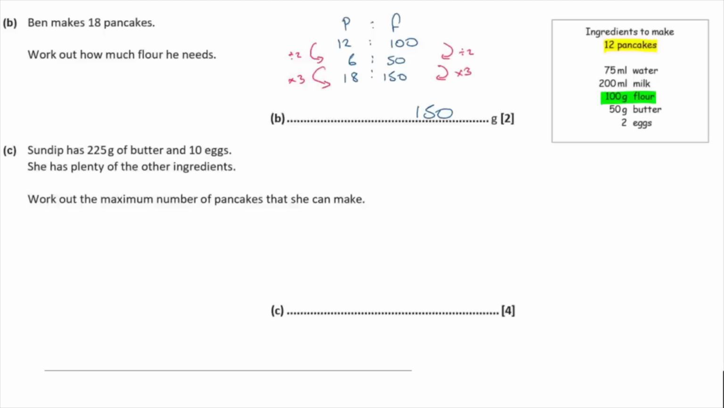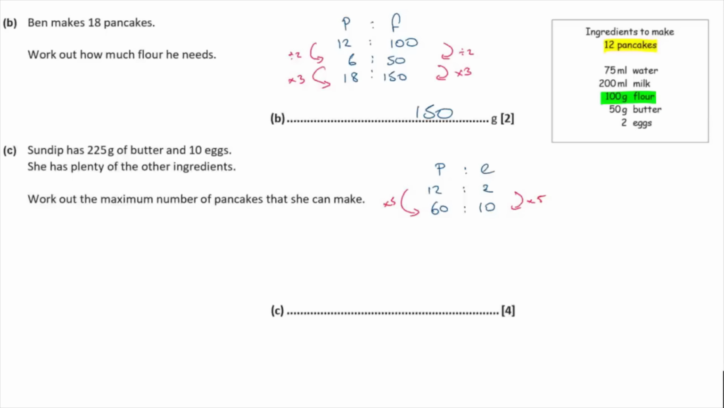Okay, well, at the moment, we know that pancakes to eggs is 12 pancakes for 2 eggs. So then if I have 10 eggs, that's 5 times as many as that, isn't it? Okay, so 5 times 12, that gives me 60. So I've got enough eggs to make 60 pancakes. But that might not be the limiting factor. I might be limited on the butter.